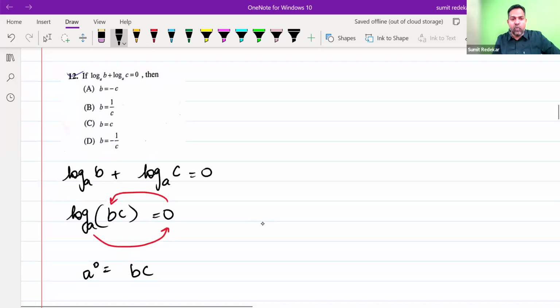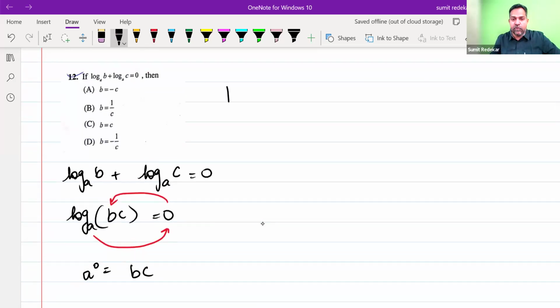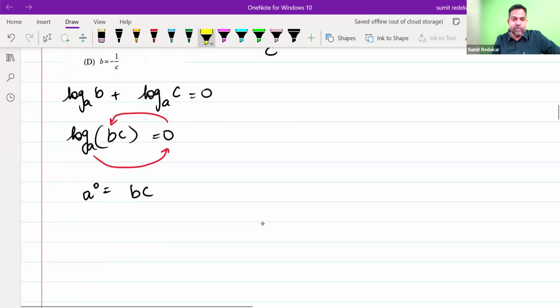But one minute, what is a raised to 0? Anything raised to 0 is always 1. Then can I say, keeping b on one side, b will be equal to 1 upon c. The answer to question number 12 should be b is equal to 1 upon c. That is question number 12.